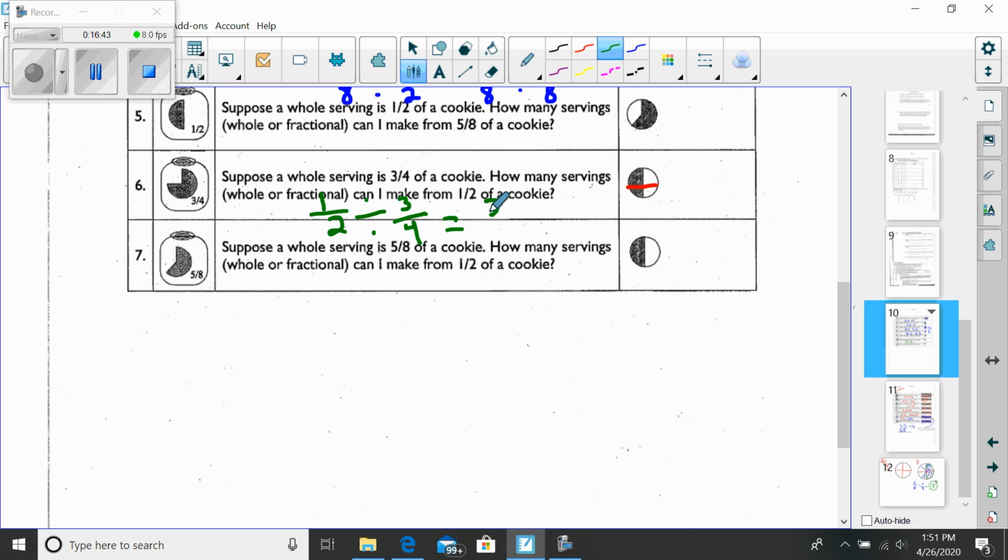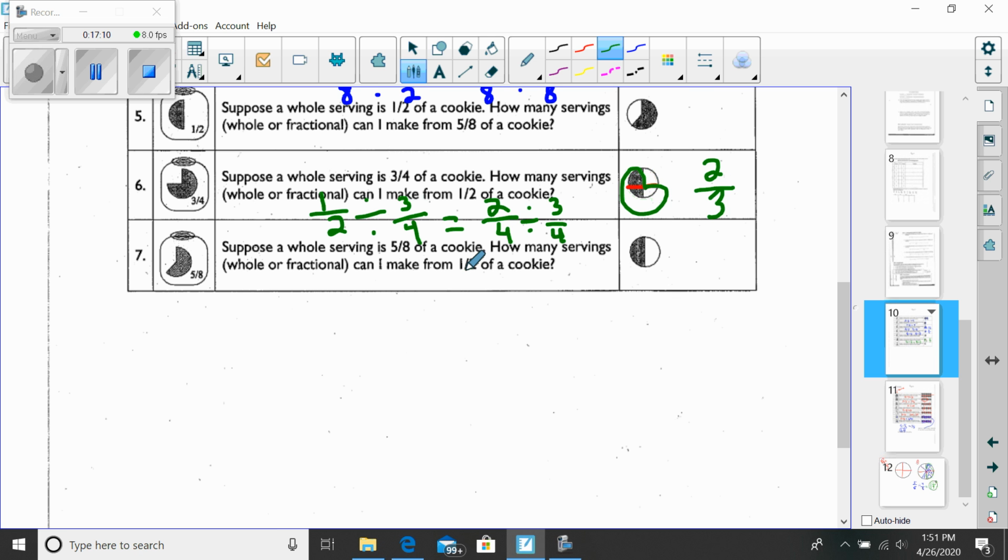But look how nice it works to get a common denominator. 2/4 divided by 3/4. Right? I have 2/4. I need 3/4 to make a serving, right? That would be a serving. Well, what part of the serving do I have? I have 2 pieces out of the 3 that I need to make a whole serving.